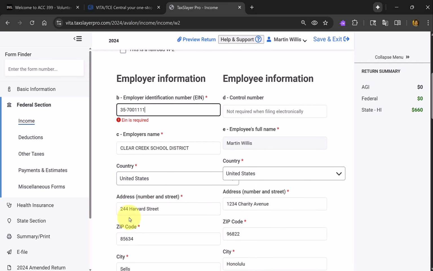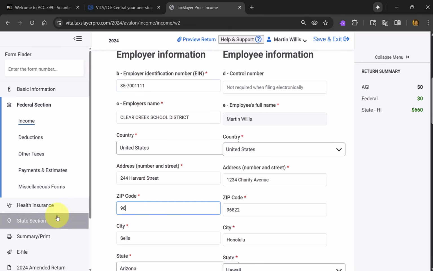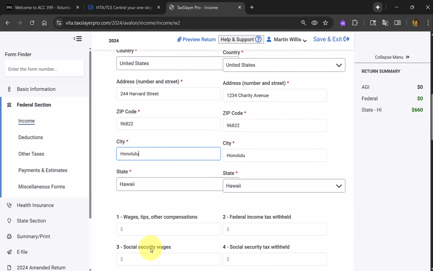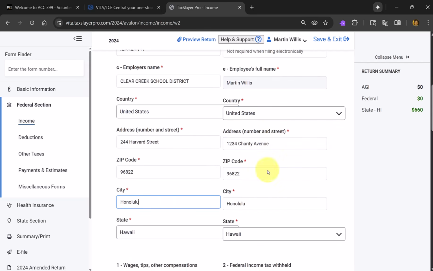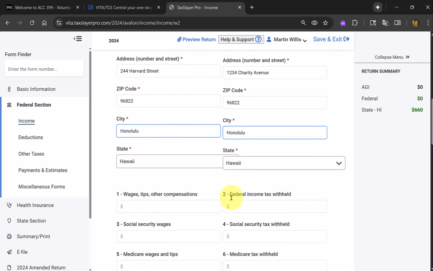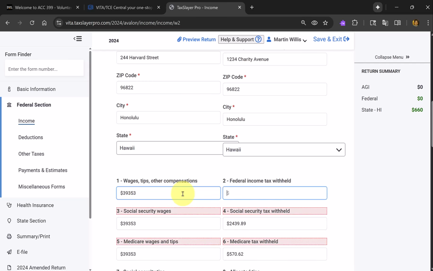And let's see. The address is different. I'm going to keep it what I see here. But I'm going to change the zip code to our local zip code here in Honolulu. So this address here should be what I've already entered for Martin and Yvette. Okay, box 1 of the W-2 form. His gross earnings, $93,353. The federal income tax withheld, $3,500.